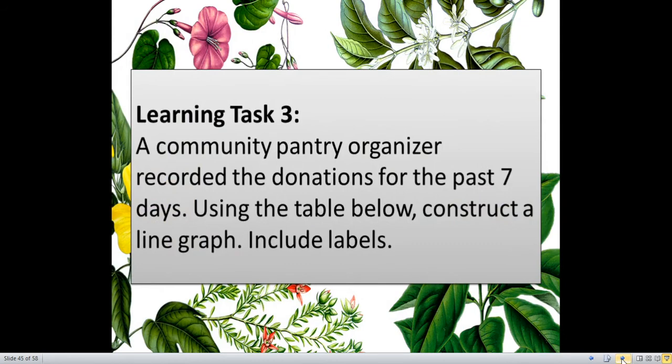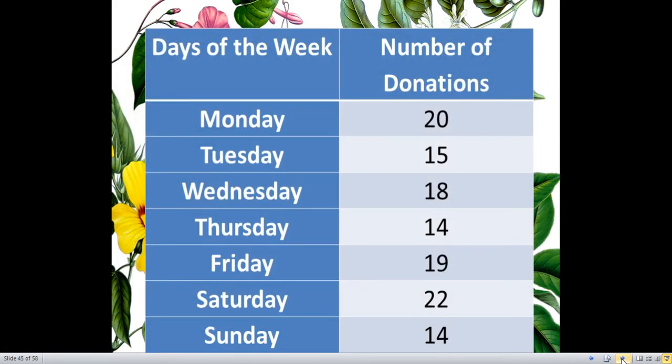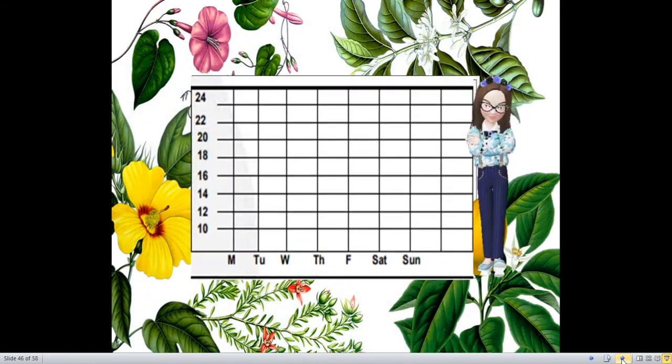Then for the learning task 3, a community pantry organizer recorded the donations for the past 7 days. So we have here the given table. You need to construct a line graph, then include labels. Okay, days of the week, then the number of donations. Based on the table, you will make a line graph.